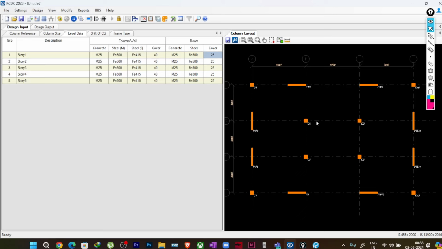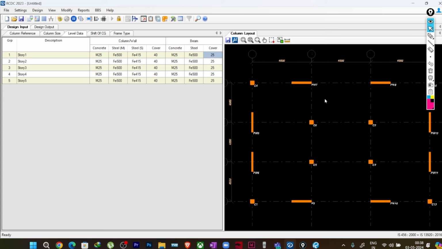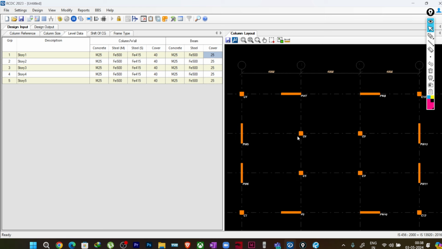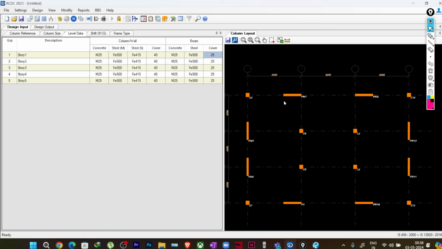So in this lecture we are going to see how RCDC is estimating the boundary element forces of an RCC shear wall. So let us get started. Here I have an analysis model which I have taken from ANDRE analysis model, and I have already performed the design of the columns and the shear walls in the RCDC.